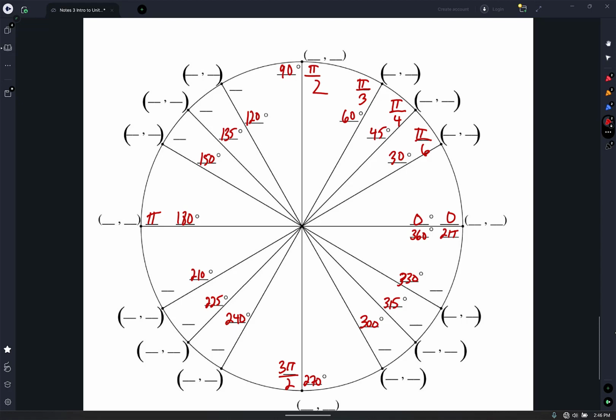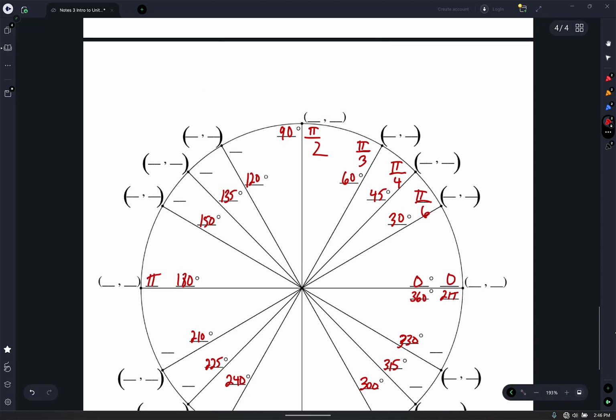What about quadrant 2? Well, if you wanted to, I'm just going to do one. You could go 120 times pi over 180 and do that for all of them. 6 goes into 12 twice, and 6 goes into 18 3 times, so 2 pi over 3. And then I could put 2 pi over 3. You could do that for all of them if you want.